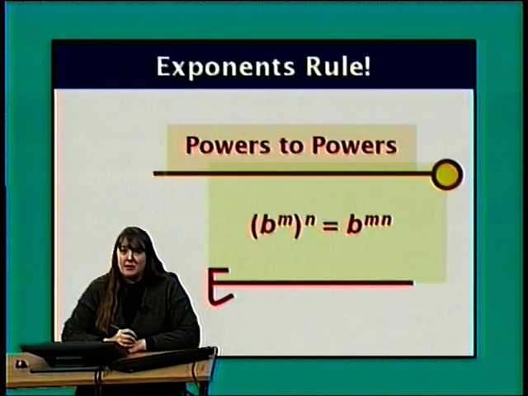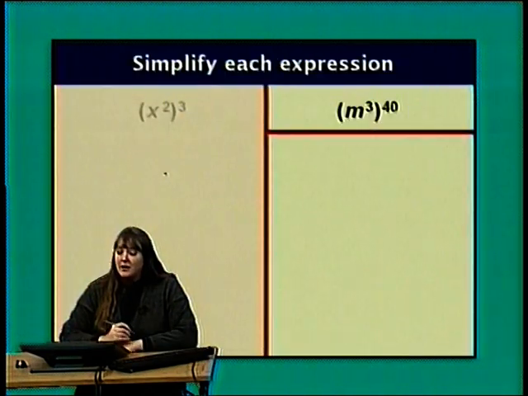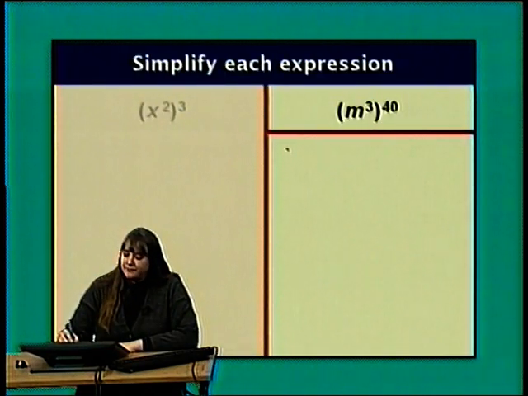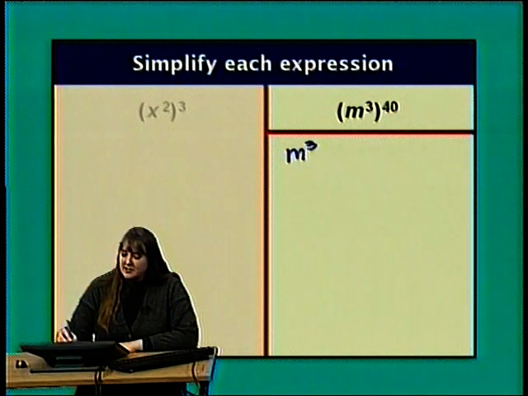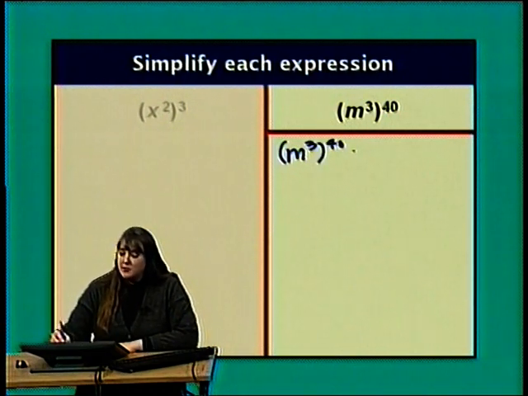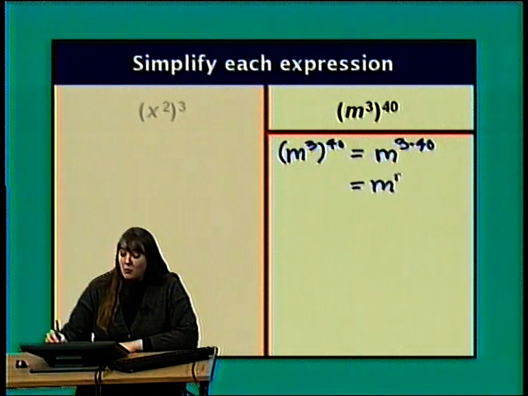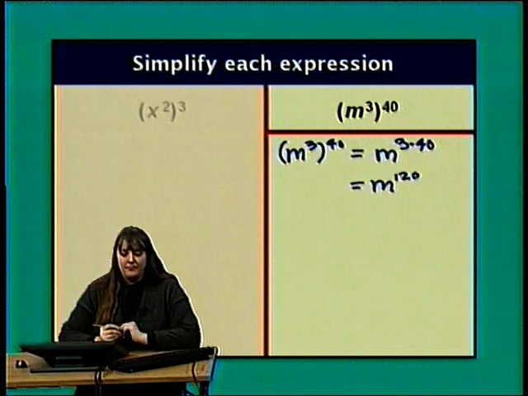Then we had the powers to powers rule. This is when we multiply exponents. B to the m raised to the nth power equals b to the m times n. Let's look at some examples. Let's simplify the expression m cubed to the 40th power. The powers to powers rule tells me to multiply the exponents. So this is m to the 3 times 40, which is m to the power 120.